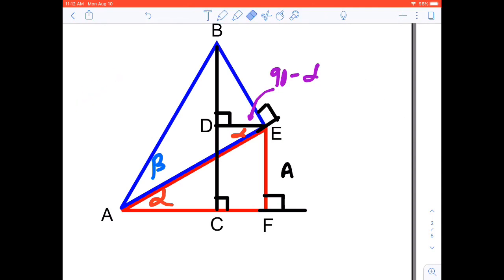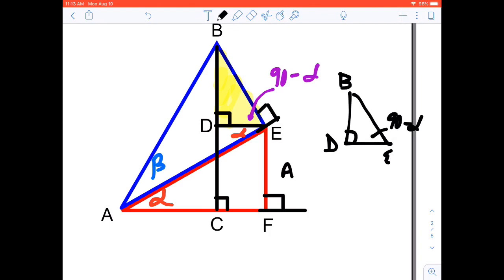All right, so last, I want to look at the fact that you have a right triangle up here, which is triangle BDE. So we know that angle D is 90. We know that angle E is 90 minus alpha.